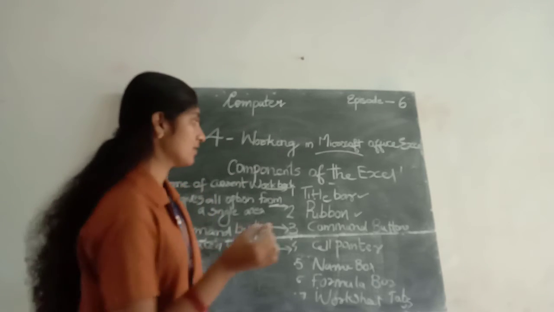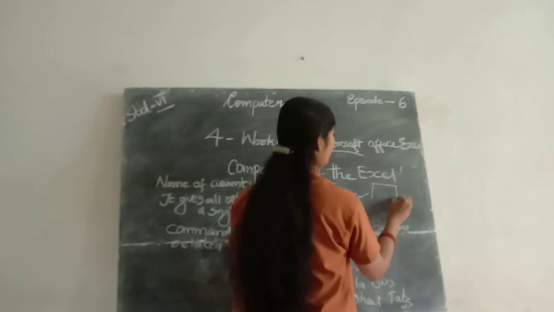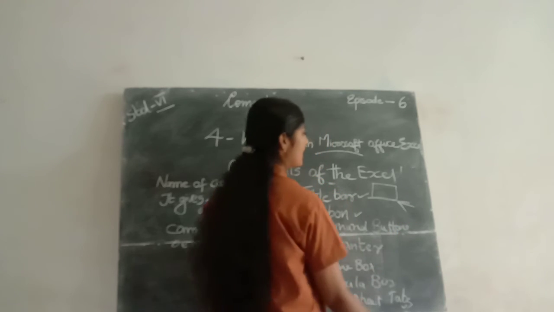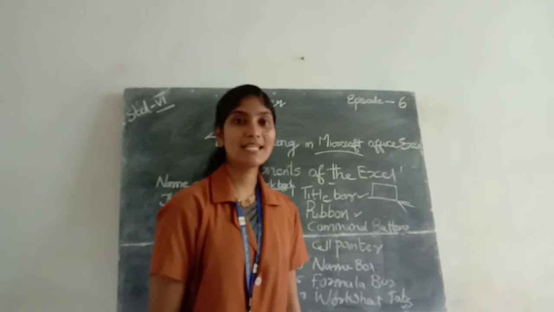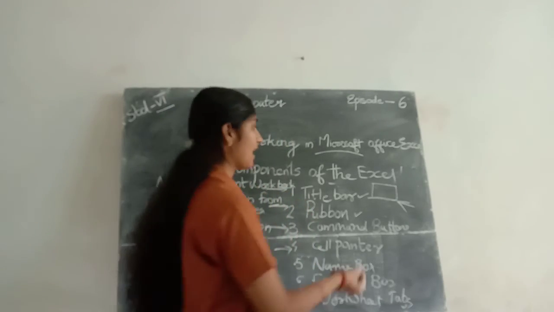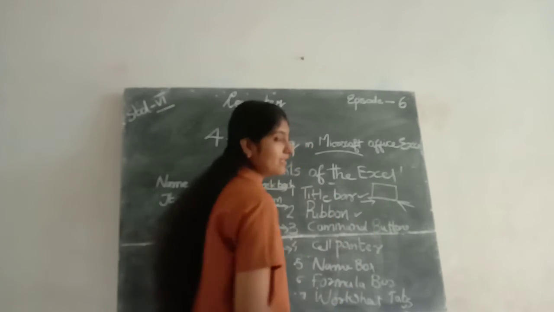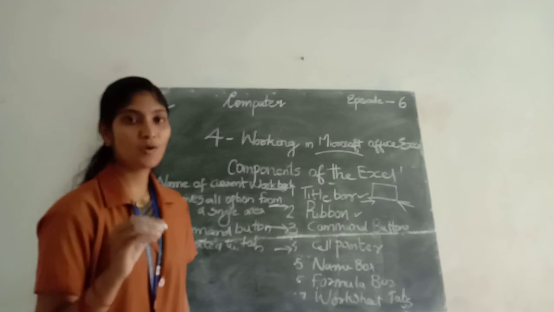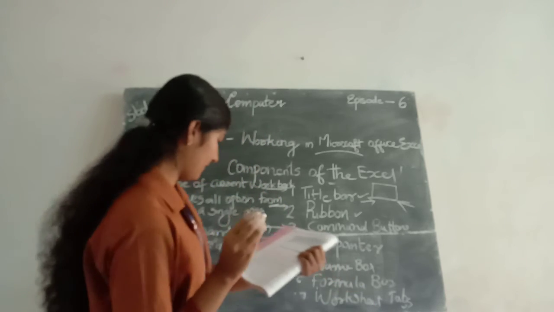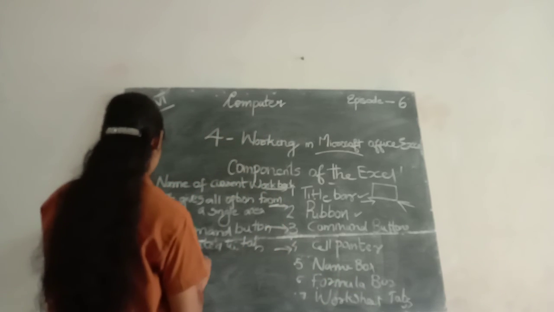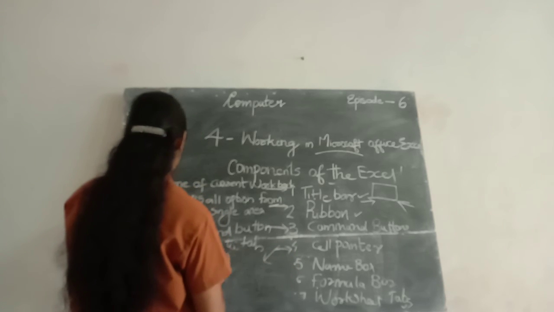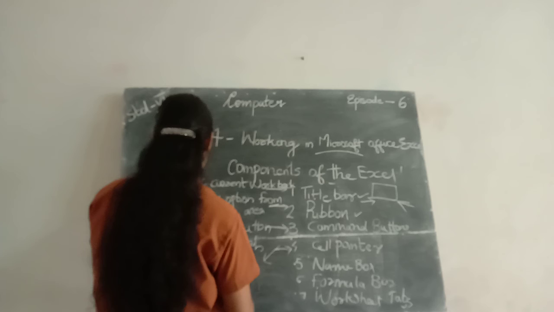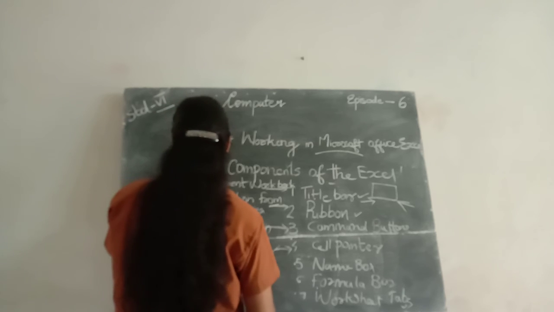Particular cell. So this is a cell. When you click a particular cell, the cell pointer is active. Cell pointer means what? It is a rectangular box and becomes active when you click the mouse pointer on a particular cell. That is, the cell pointer is a rectangular pointer.